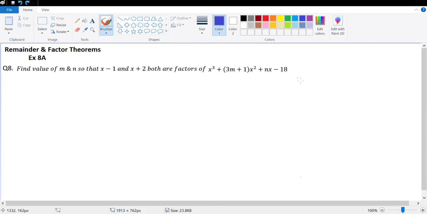Hi guys, let's look at the second video of this chapter, remainder and factor theorem. We are on exercise 8a where we talked about remainder and factor theorem. But before we start, let's revise what the remainder and factor theorem is. It says, without actually dividing a polynomial.